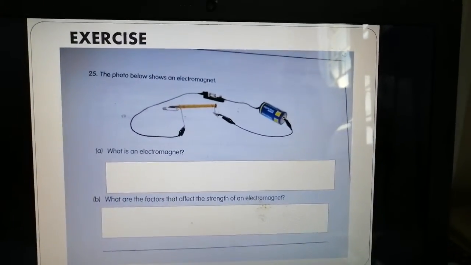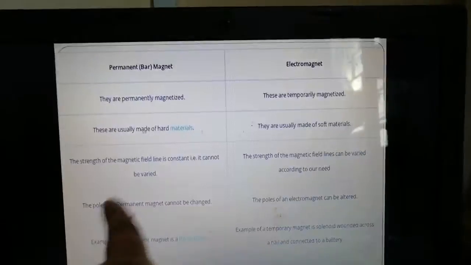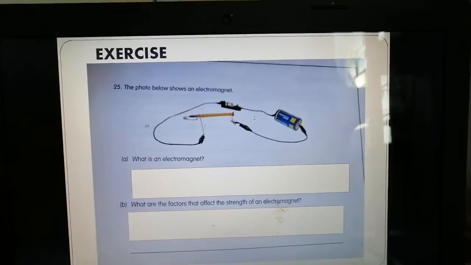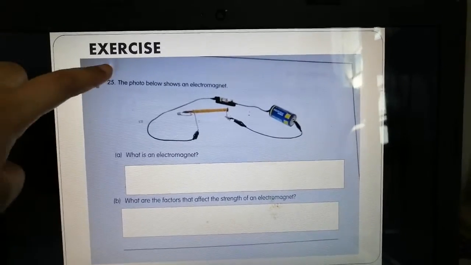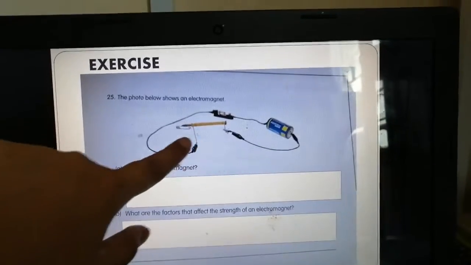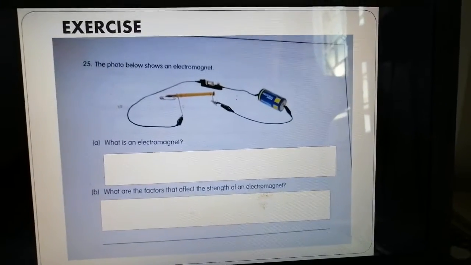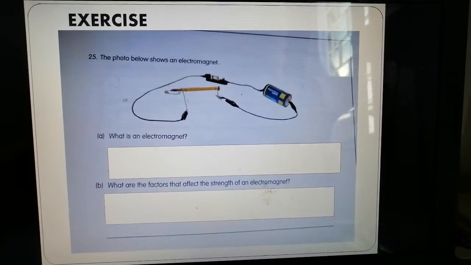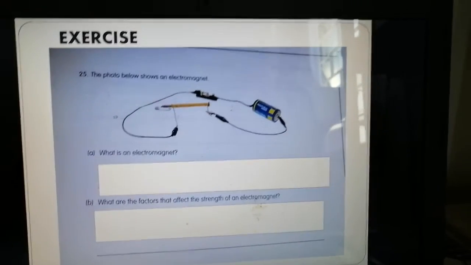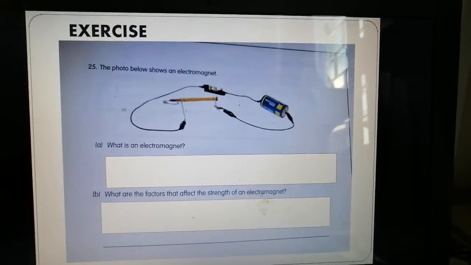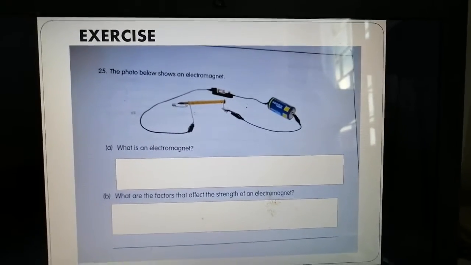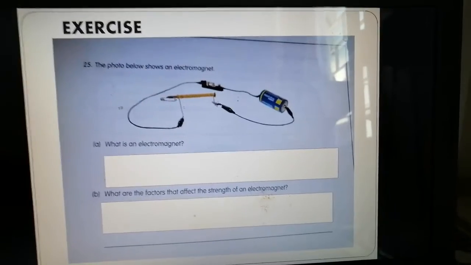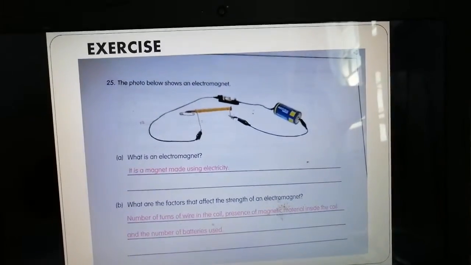For today's lesson, you just need to copy this table and do the exercise. Very simple exercise. Copy the question, and please draw the simple one. The photo below shows an electromagnet. A: What is an electromagnet? Try to guess. B: What are the factors that affect the strength of an electromagnet? We have three factors that affect the strength of an electromagnet. Try to do first, and I will reveal the answer.